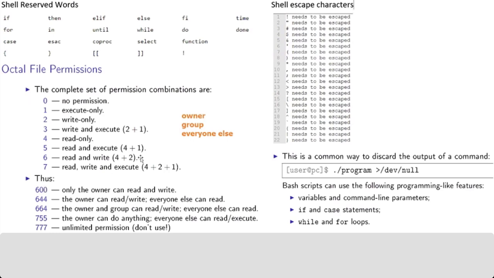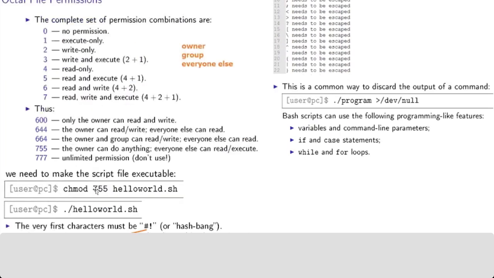You can set different permission types, okay? 0 is no permission. 7 is maximum: read, write and execute. Usually we only give 7 to our owner. We don't give 7 to group, and we don't give 7 to everyone else because it's very dangerous, okay? Usually we use 755 for making the script executable.